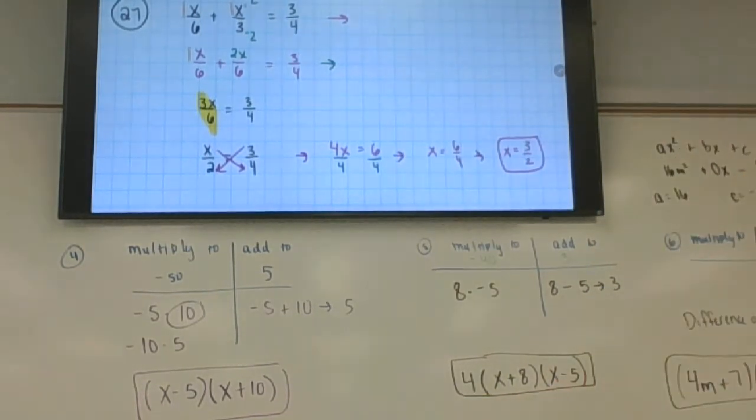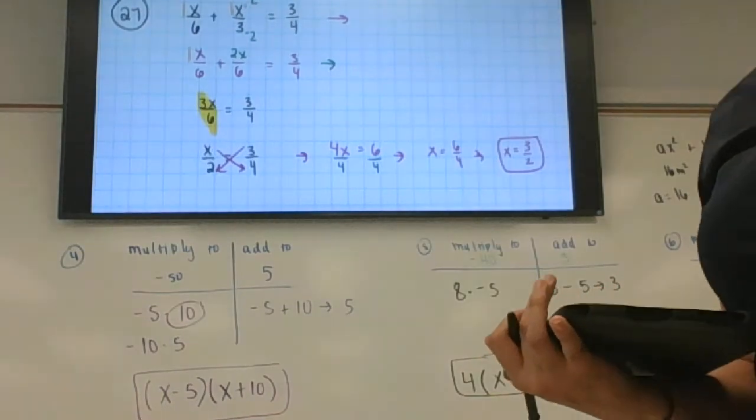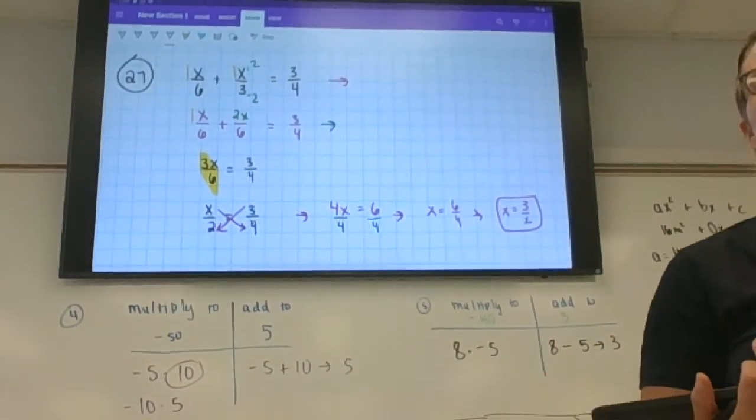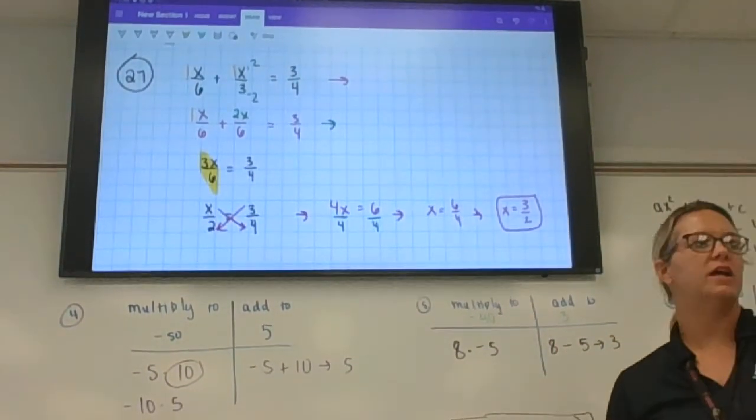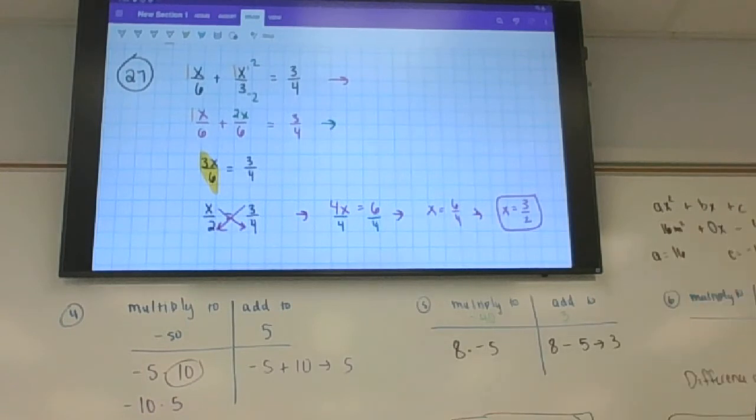Cool problem. So if you're not on 27 yet, feel free to take a picture of this before I scroll away from it. It'll be on today's video, but you know, maybe you just want to be able to flip through your phone while you're in the back seat or wherever you do your homework. It's fine.